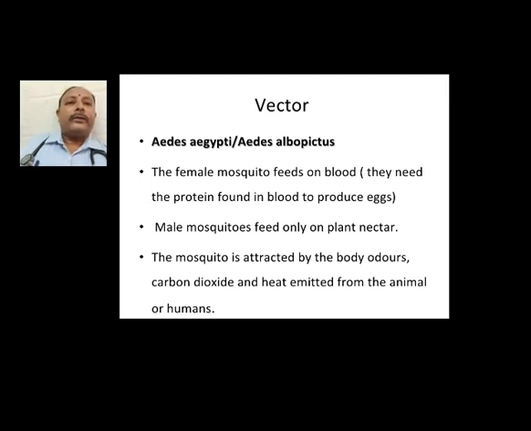Now, as far as the vector is concerned, there is Aedes aegypti and another one is Aedes albopictus. These are the two vectors. The female mosquito feeds on blood. They need the protein found in blood to produce eggs. Male mosquitoes feed only on plant nectar. The mosquito is attracted by the body odor, carbon dioxide and heat emitted from animals or humans.